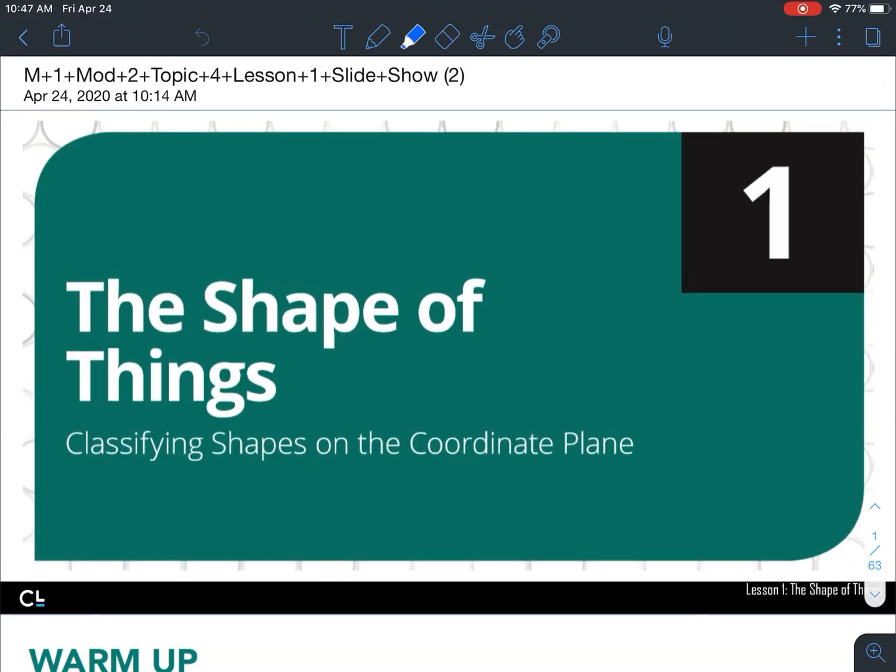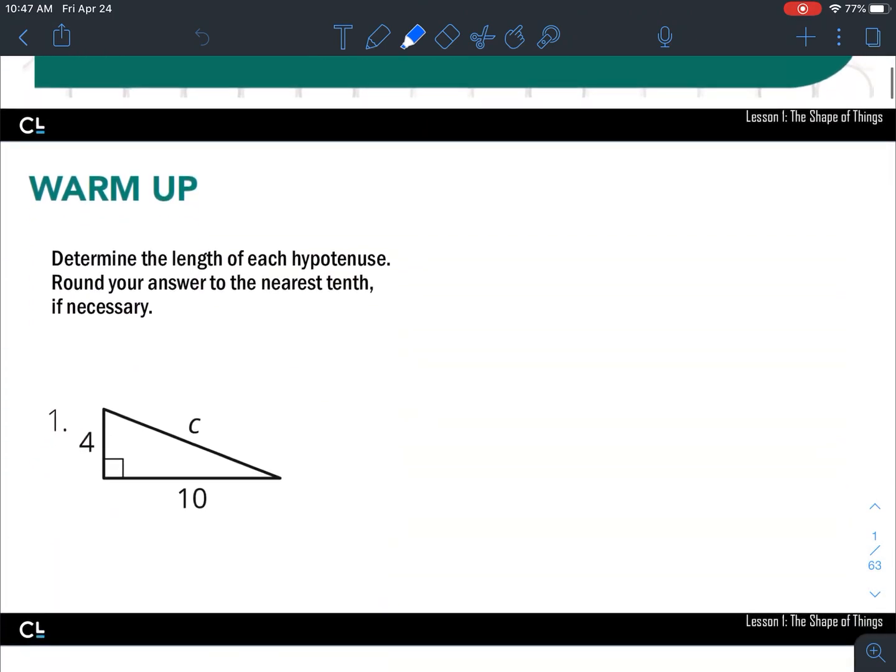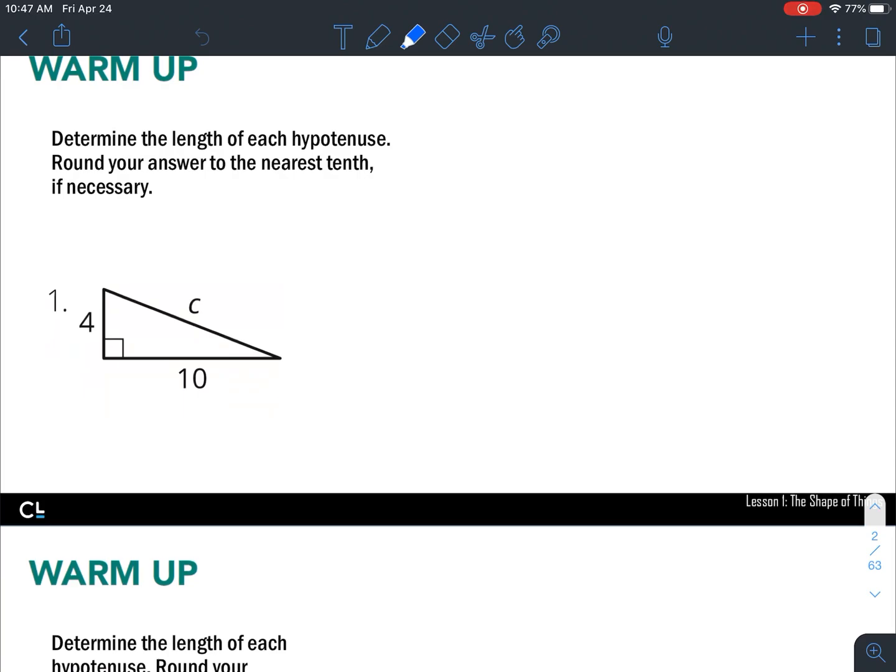Good morning, guys. Today we're going to start a new lesson called The Shape of Things, Classifying Shapes on the Coordinate Plane. Warm-up, we're going to do a couple of these. So determine the length of each hypotenuse, round your answer to the nearest tenth.